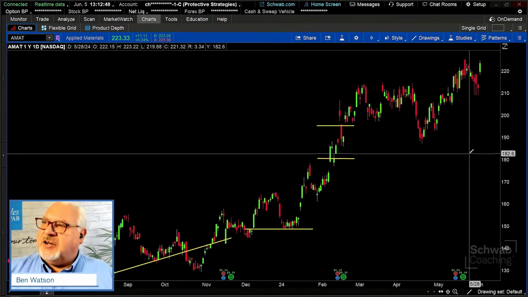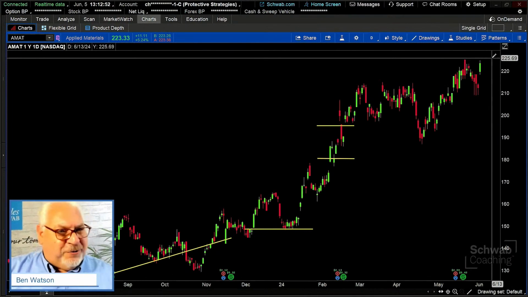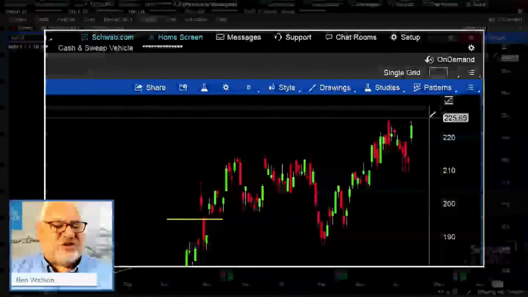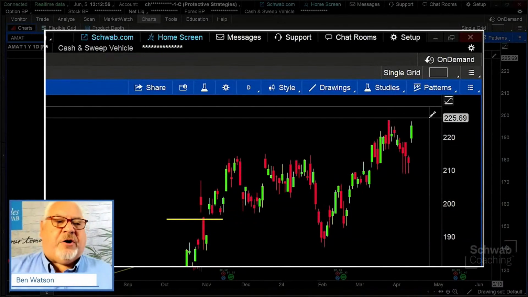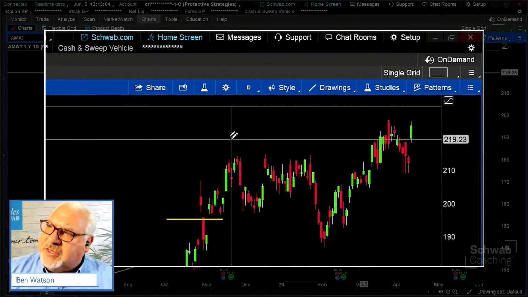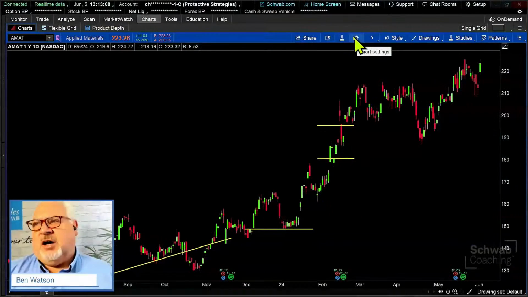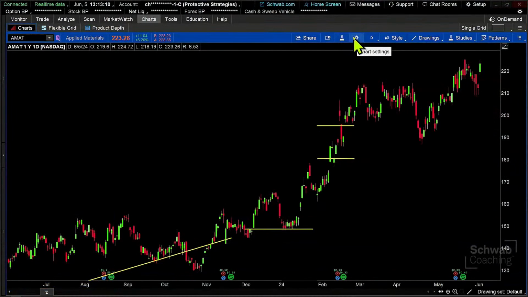But one of the things that I notice is this particular chart running up into the top right corner of the visible chart area at the moment. That doesn't give me a lot of room to demonstrate. So watch what I'm going to do. I'm going to click right here on the gear icon up at the top of the chart, which pops up that little menu that says chart settings.